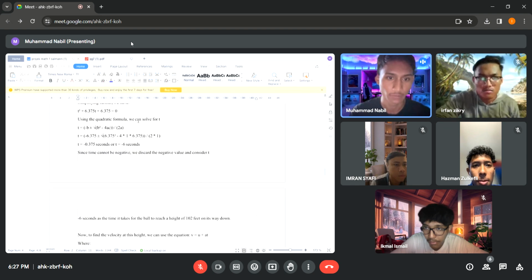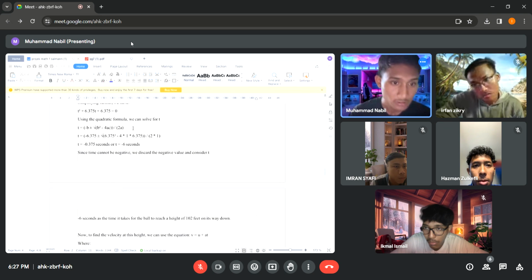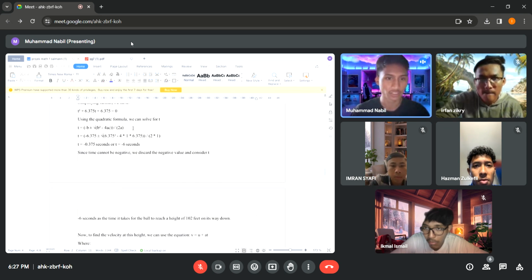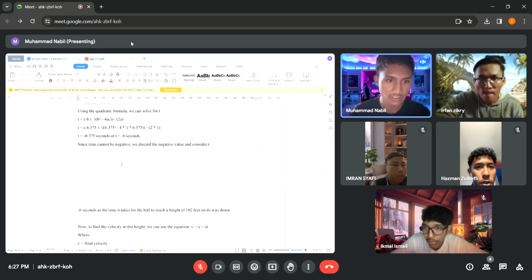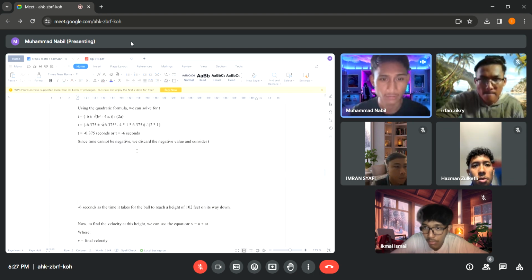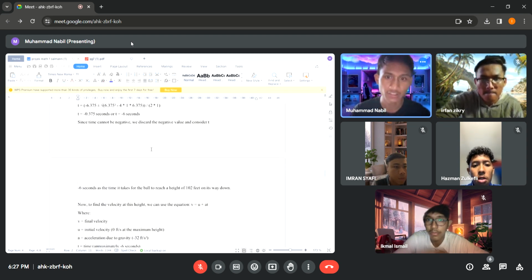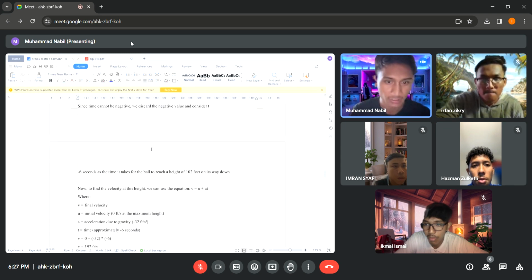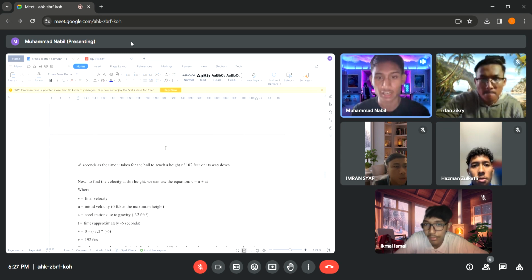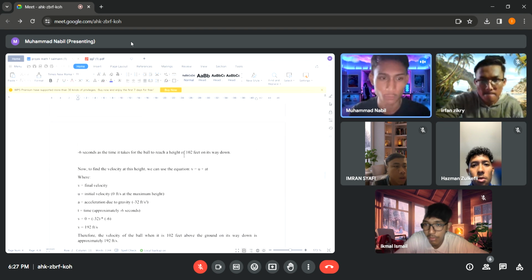So we substitute the values in the equation and then we calculate it. We have two values, which are t equals negative 0.375 seconds and t equals negative 6. Since time cannot be negative, we discard the negative value and consider t equals 6 seconds as the time it takes for the ball to reach a height of 102 feet on its way down.